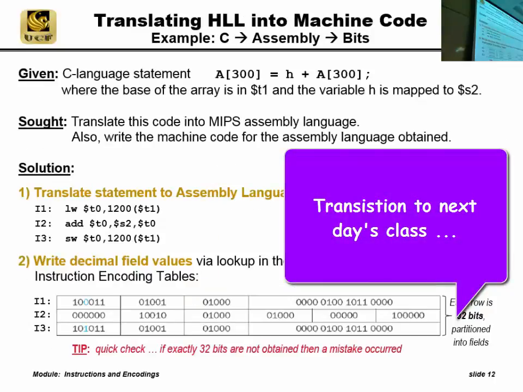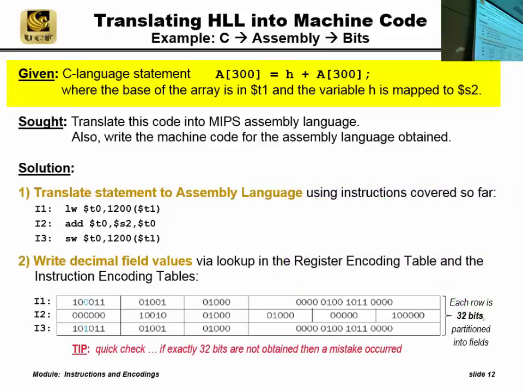Instructions and encodings, module 6. This is a good one to start from what we covered last time. This is bringing together a few concepts, and we're going to put them together and build on it. Here we have an address that we're accessing via an array value. This is an array that's in memory. It's an integer array, A sub 300, and we're going to add some constant to it, or variable in this case, h, which is already in a register. It's mapped to a particular register, and the base of array A is in T1, and the output goes to the array.